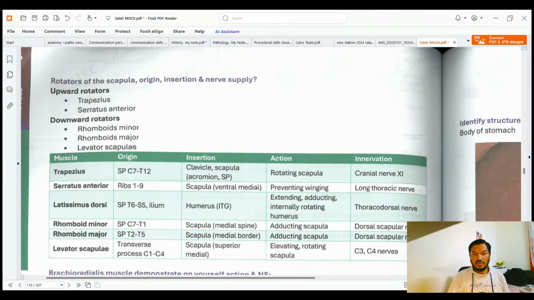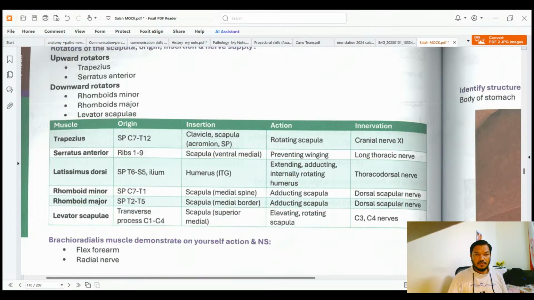Origin, insertion, and nerve supply. Action not needed. And innervation of trapezius by cranial nerve 11. Insertion, clavicle, scapula, and acromion. Origin, spinous process, cervical 7 to thoracic 1.